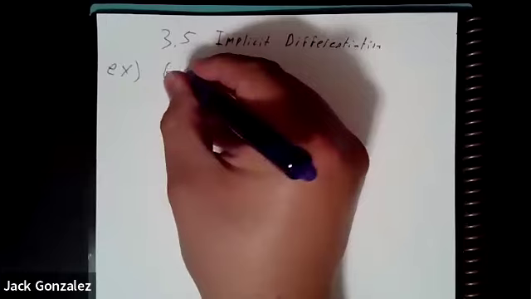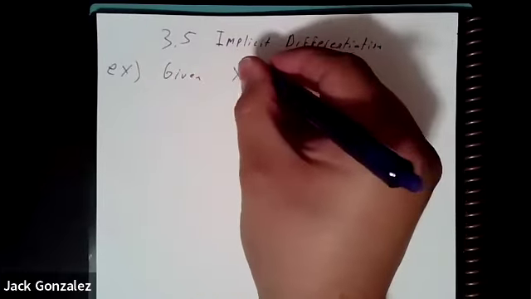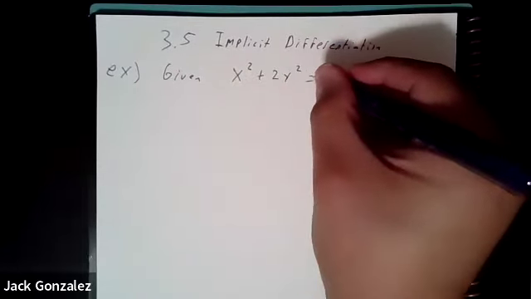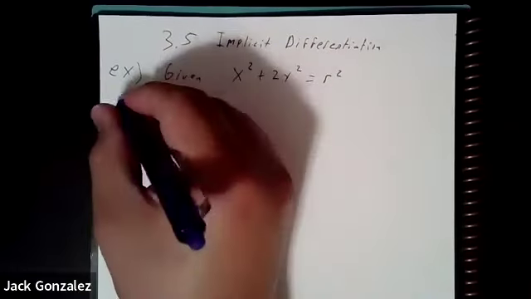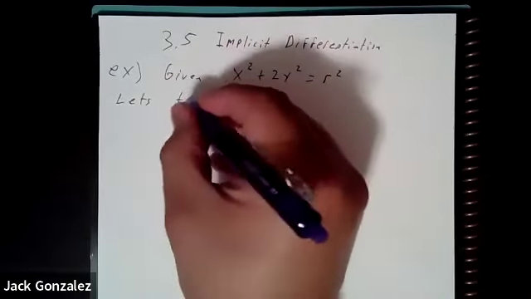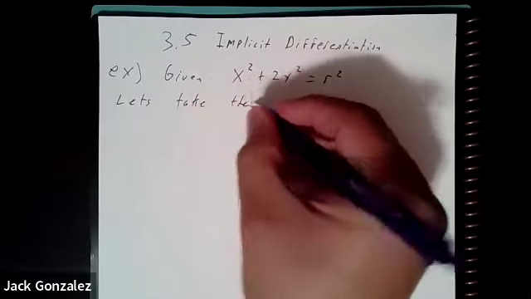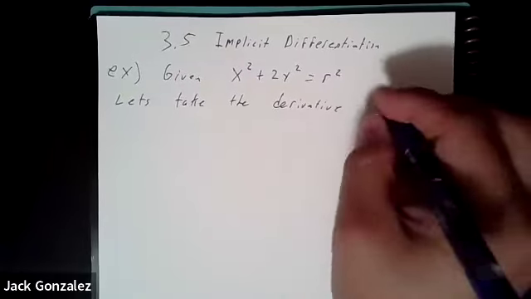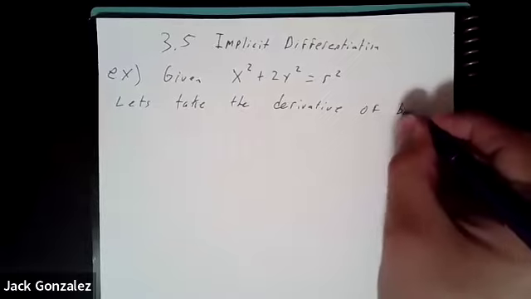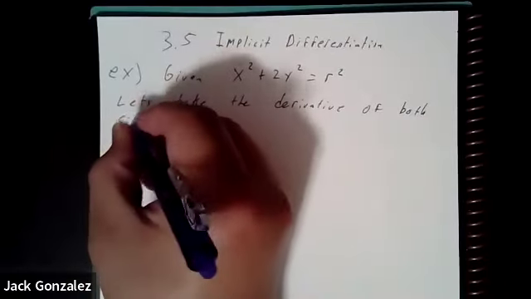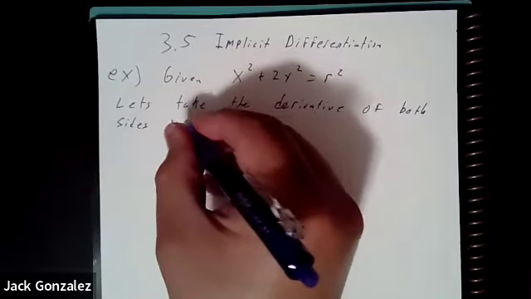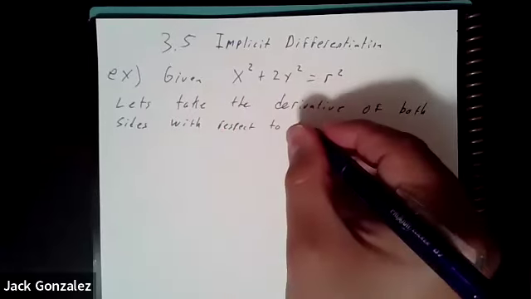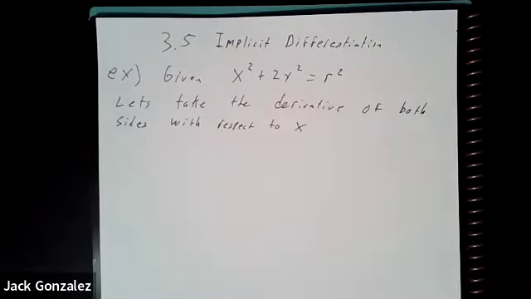given this equation in terms of x squared, y squared, and r squared, let's take the derivative of both sides with respect to x.